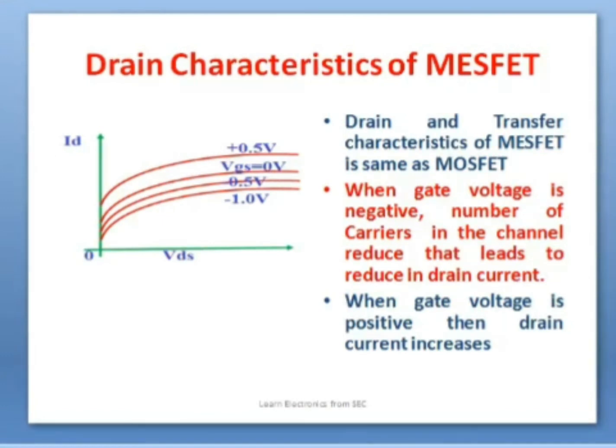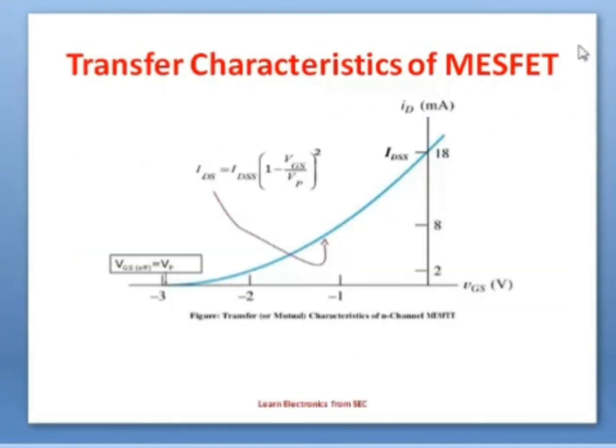And the next curve is the transfer characteristics of MESFET. This will be the same as this. This curve is repeating from FET, MOSFET, and now here. It seems to be the same, no change. Transfer characteristics means one parameter is from the input side, the other parameter is from the output side. So the input parameter is VGS, the output parameter is ID here.